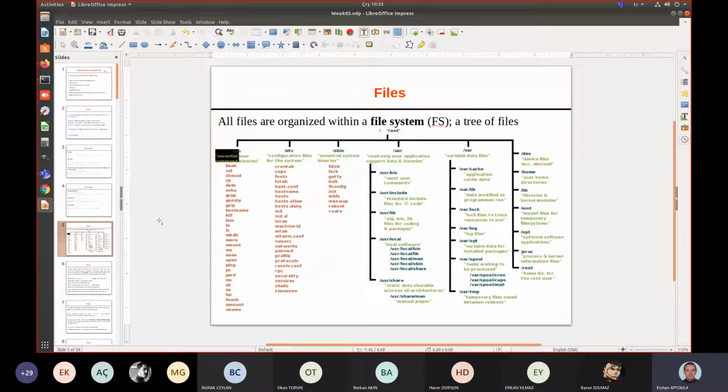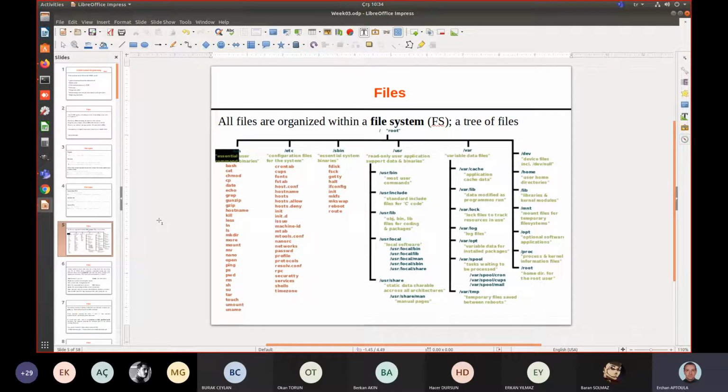Now, what is the organization of those files? Well, nothing fancy. Well, depends on who you ask. They are all organized within, of course, a file system, which is represented as usual as a tree of files. At the root, of course, we have the slash character representing the root of the entire file system. And underneath it, of course, we have the usual directories containing subdirectories and files.